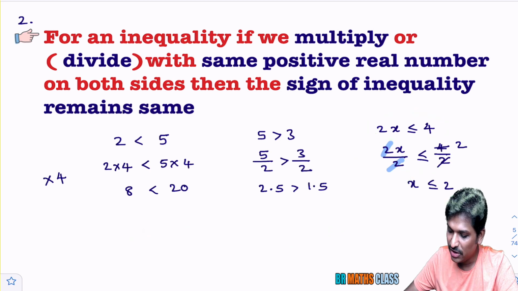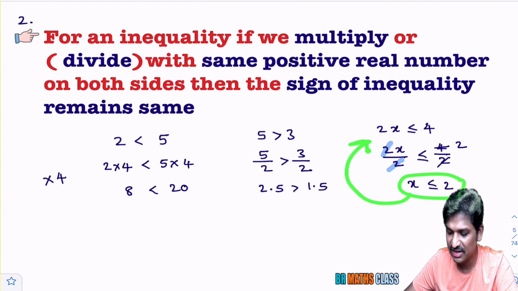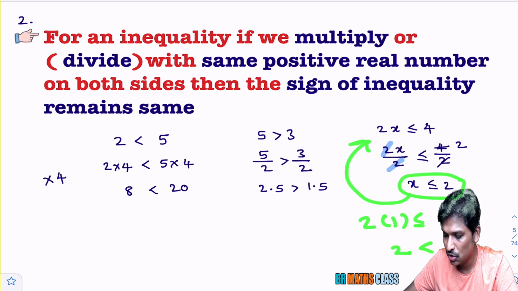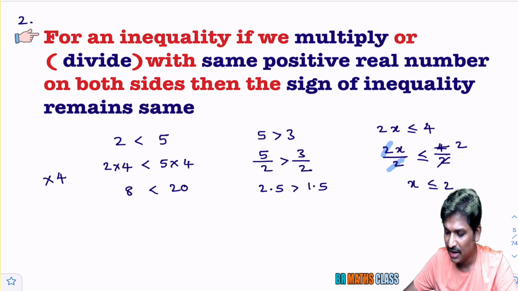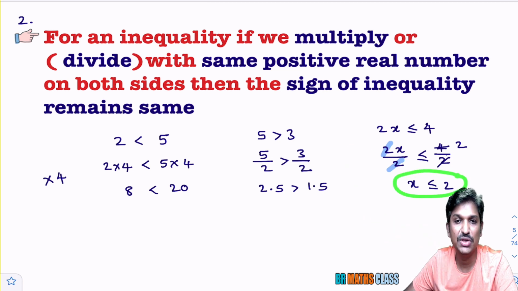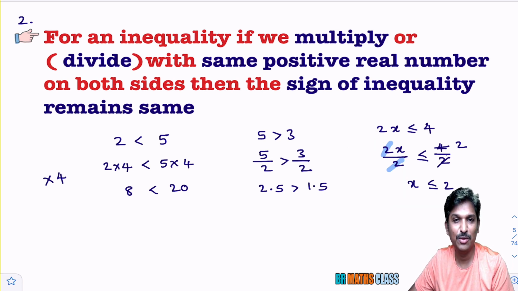So here you take one real number which is less than 2. Suppose you take x equal to 1. Substitute x equal to 1 in this. 2 into 1 less than or equal to 4. What you will get? 2 less than or equal to 4. 2 is less than 4, so this inequality is true. Like that, you take any real x value which is less than 2, that definitely going to satisfy this. So I hope you understand this rule number 2.